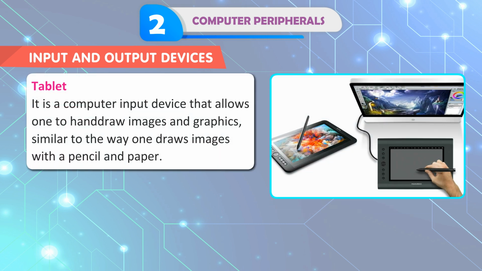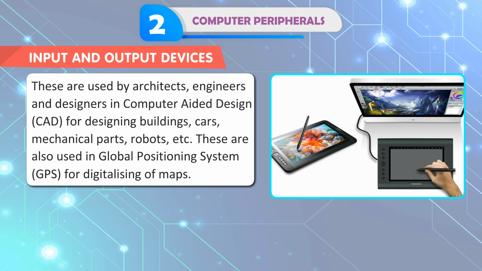Tablet. It is a computer input device that allows one to hand draw images and graphics, similar to the way one draws images with a pencil and paper. These are used by architects, engineers, and designers in computer-aided design, or CAD, for designing buildings, cars, mechanical parts, robots, etc. These are also used in Global Positioning System, GPS, for digitalizing of maps.